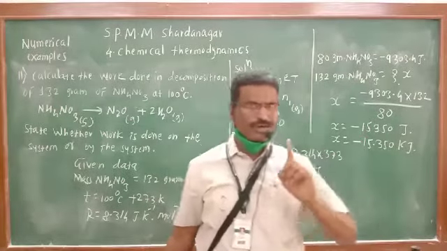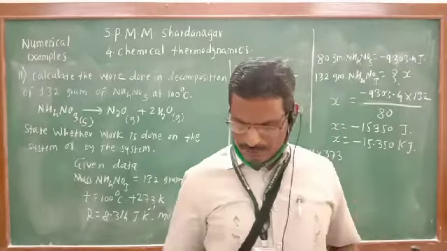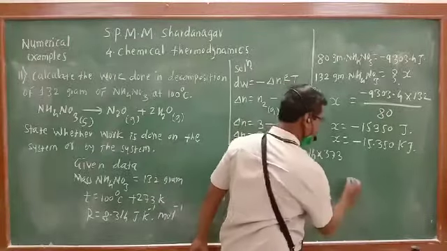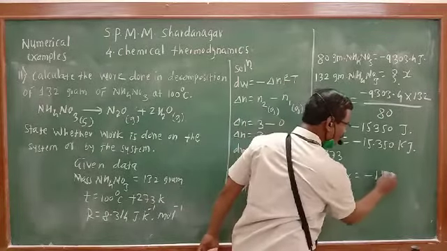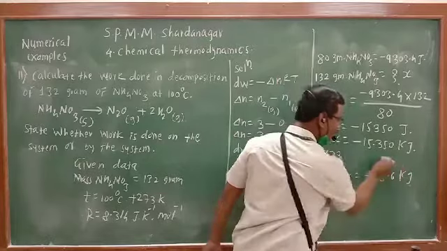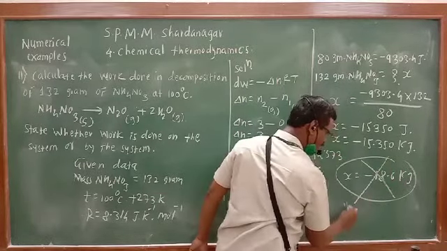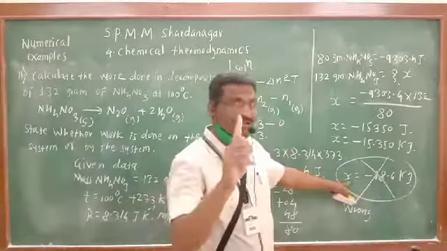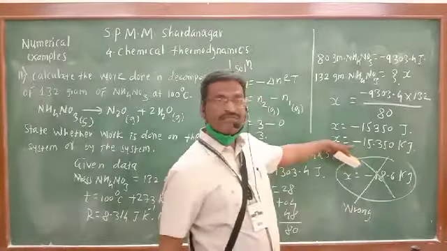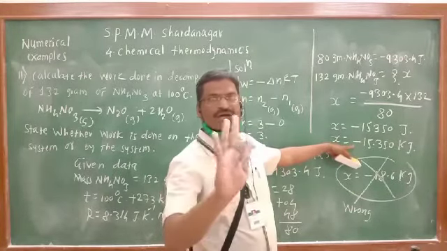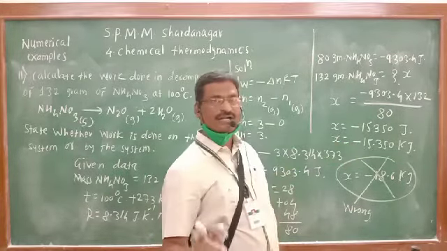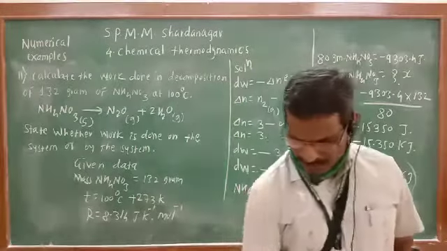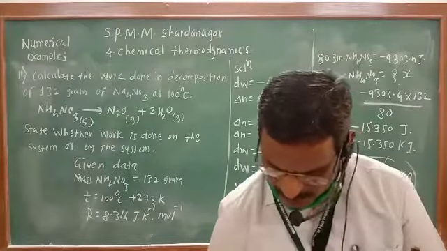Remember here one important thing. In your book they have given the answer minus 18.6 kilojoule. But this is a wrong answer. We are getting the correct answer, minus 15.350. So don't consider the answer from your book, that is wrongly interpreted. So this is about the solution of problem number 11.